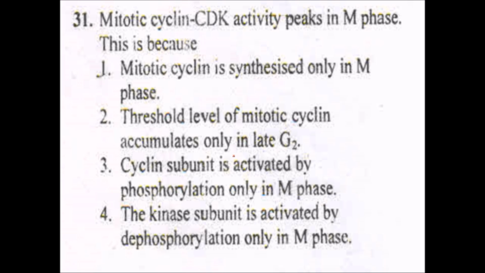Okay, now come back to the question. Mitotic cyclin synthesized only in the M phase. It was not there. It was synthesized in the G2 phase. So it will not be that. Threshold level of mitotic cyclin accumulates only in G2. It is not so. Cyclin subunit is activated by phosphorylation. It is not activated by the phosphorylation. Rather, the kinase activity, which was CDK1, was activated by dephosphorylation in the M phase. So the option will be the fourth one.